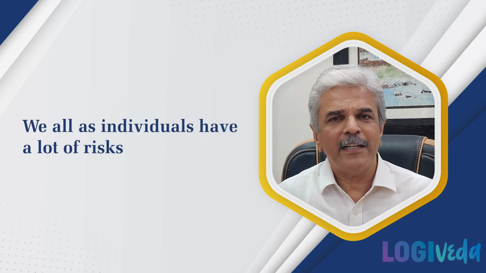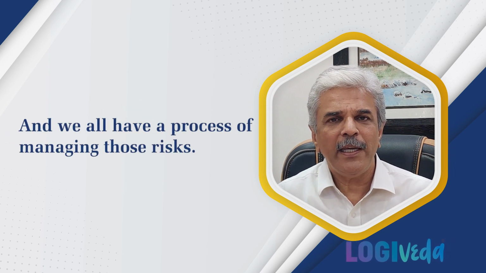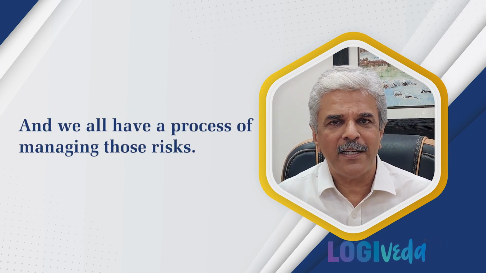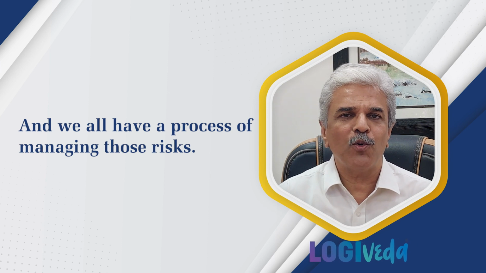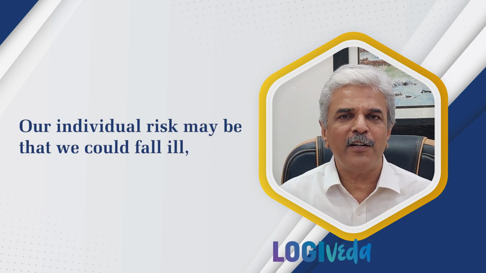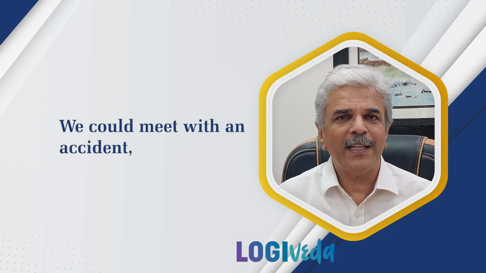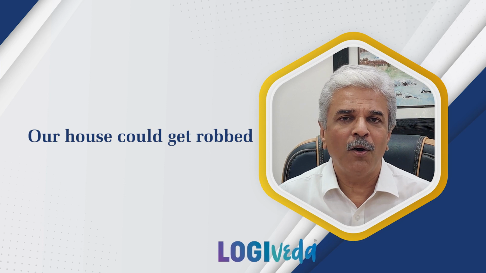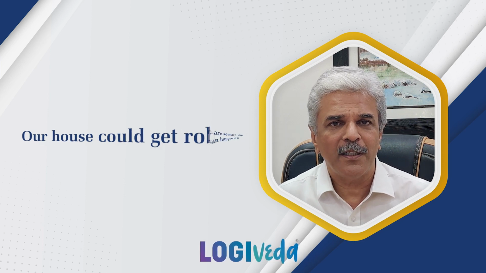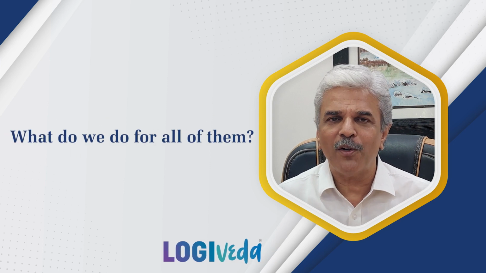We all as individuals have a lot of risks, and we all have a process of managing those risks. So what are our individual risks? Our individual risk may be that we could fall ill, we could meet with an accident, our house could get robbed. There are so many things that can happen to us. So what do we do for all of them?